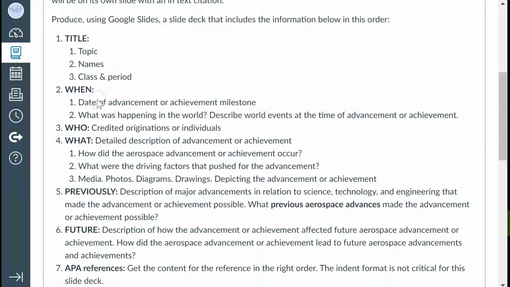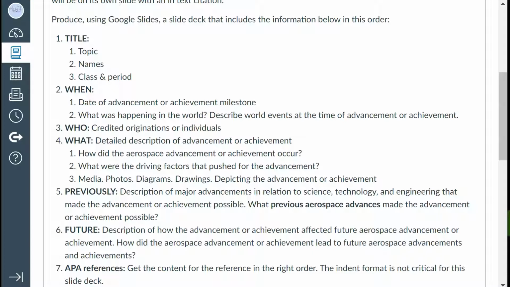So look at the title. Think about when, who is credited, what it was, what happened previously that led up to that achievement or advancement, and then what happened after that achievement or advancement. How did it influence things? Right here, these last two, points 5 and 6, we want to understand the context of the achievement. These things don't happen in a vacuum, so we need to know the ideas that led up to it and the things that came after it.